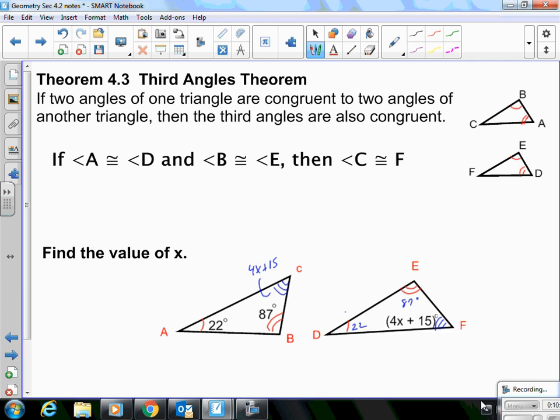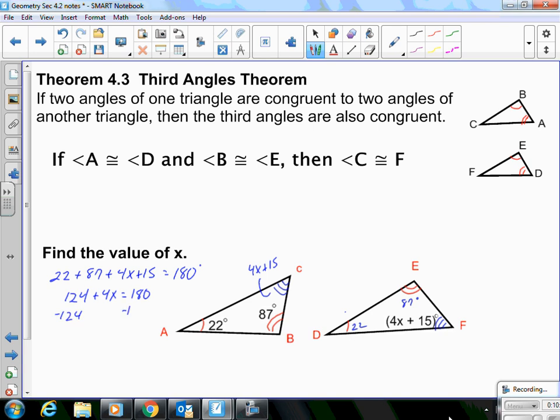But either way, to solve for x, since we know what all three angles represent in the triangle, then we can add all three together and set it equal to 180. So 22 plus 87 plus 4x plus 15 has to equal 180 degrees. So 22 and 87, that's 109, plus 15 is 124, plus 4x equals 180.